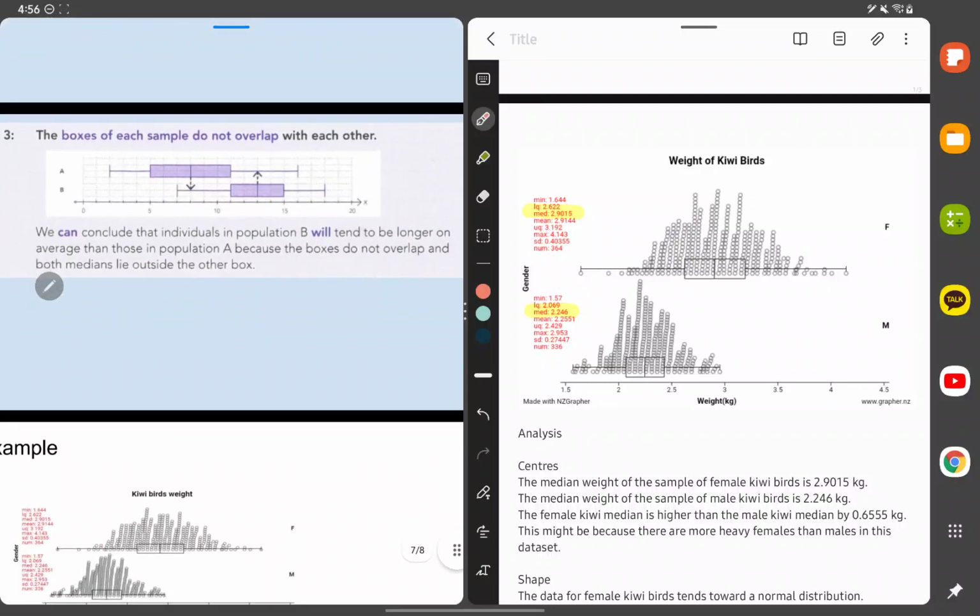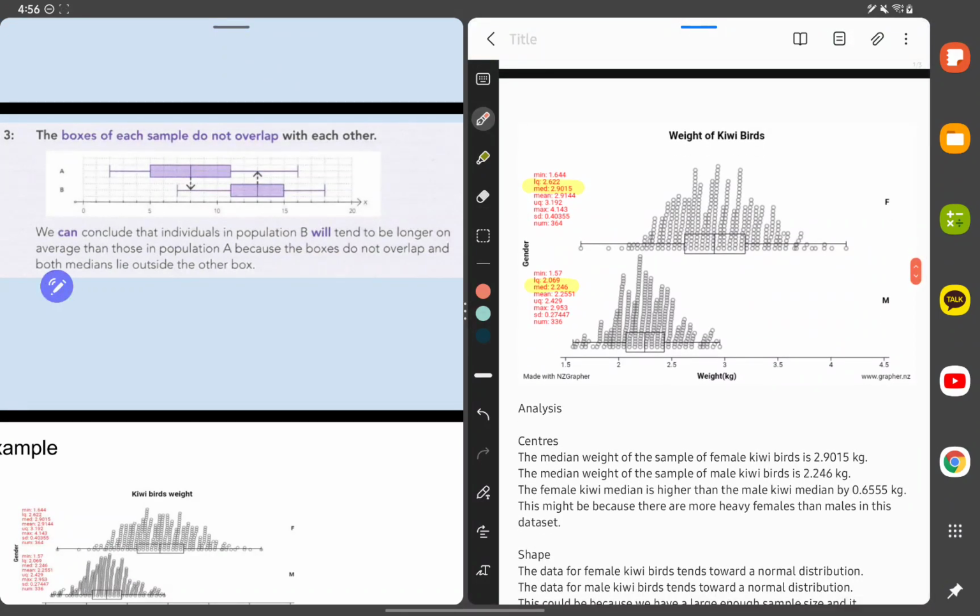All right, cool. Now this is where both of the medians lie outside of the box. Now I know this table is talking about box overlap as well. We won't be too bothered about it right now, so don't worry too much about it.